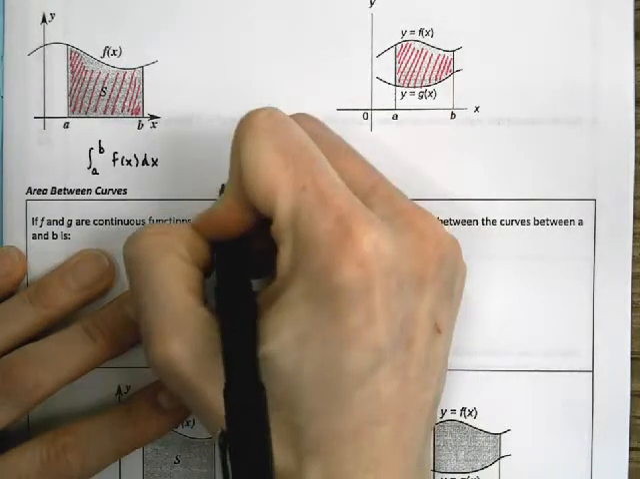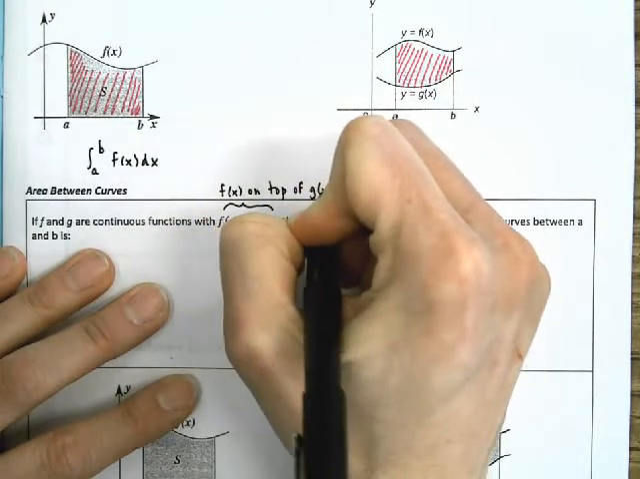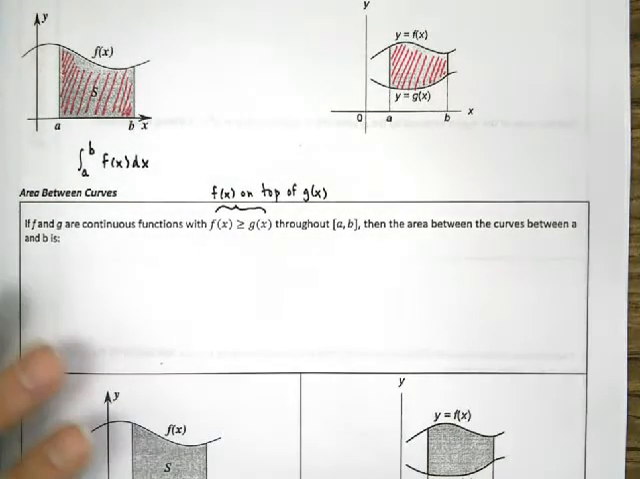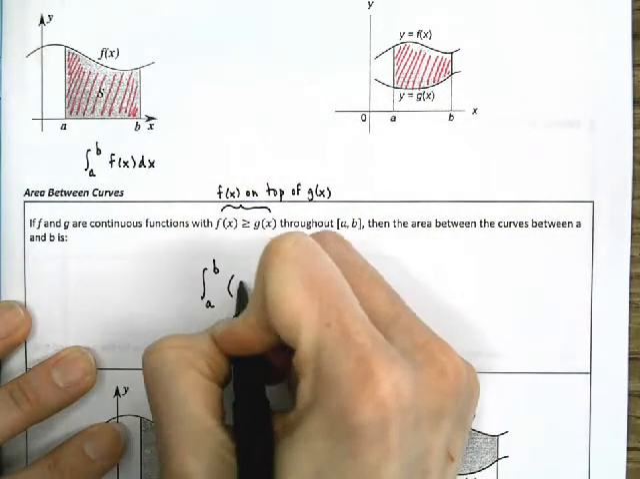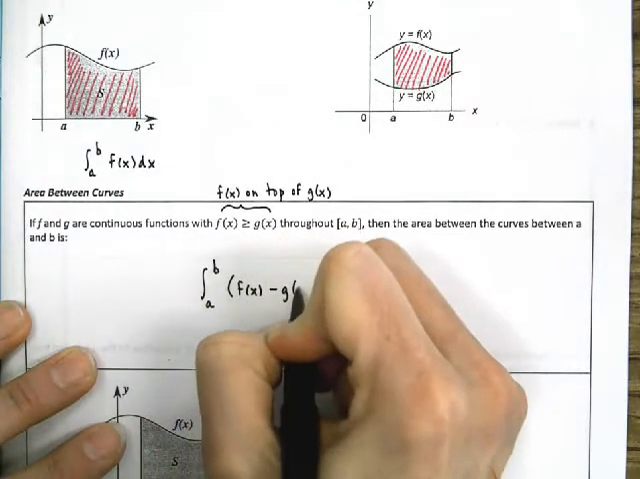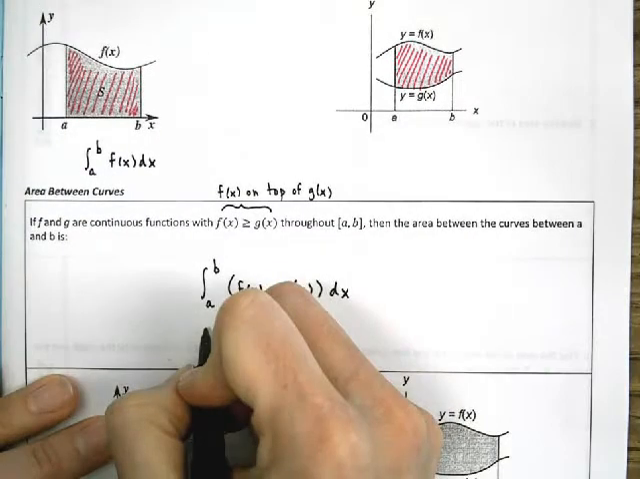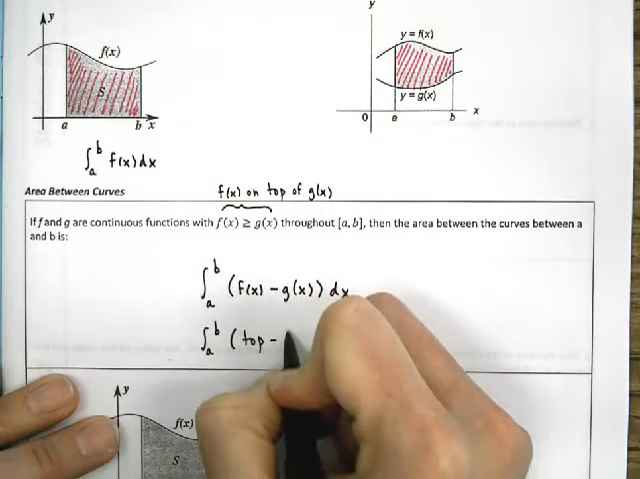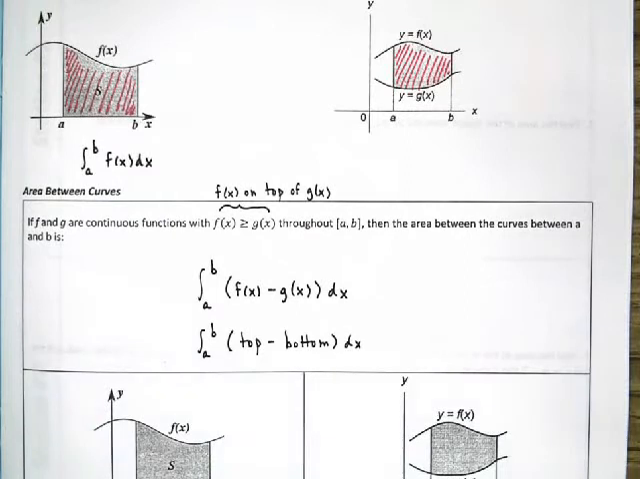So I'm going to make a note. Okay, then the area between the curves between a and b looks like this. We're going to integrate from a to b, and we're going to take f of x minus g of x dx. And so here's how we'll refer to it a lot and what I want you to think about. Really what we're doing is taking the integral of the top minus the bottom. Okay, so it's just the integral of the top curve minus the bottom curve.